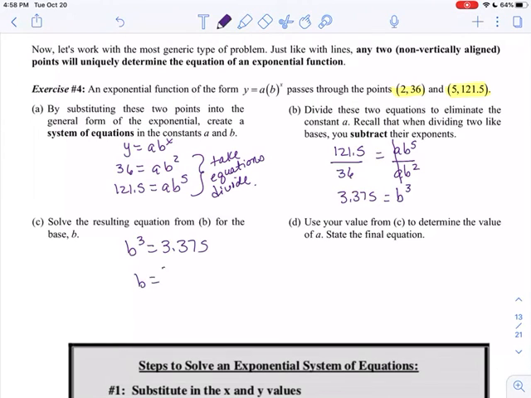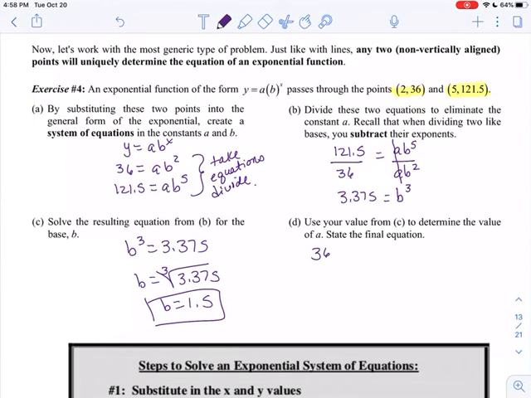And then in part C, I'm solving for b. So I have b to the third equals 3.375. To solve, I take the cube root of 3.375. Again, you hit that math key on your calculator. B is 1.5.